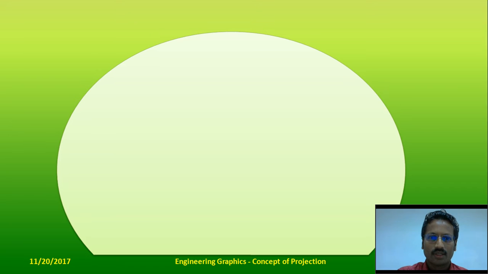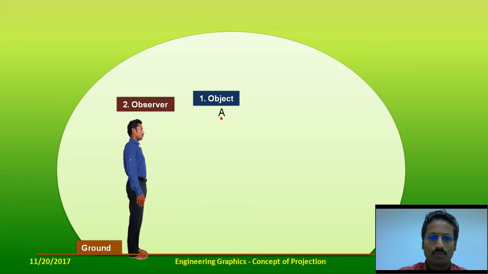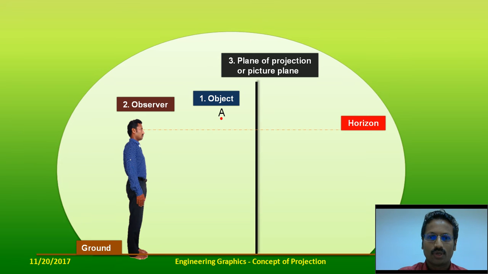Now let's see what these fundamental elements are. The fundamental element considered is point A. There is a point which is an object whose projection has to be obtained. You have an observer who wants to obtain the image of an object. The observer's horizon level, that is the eye level, is marked with this red dotted line, which is your horizon. The next one, you have the plane of projection, which is otherwise called a picture plane. So these three are the basic elements of the projection.